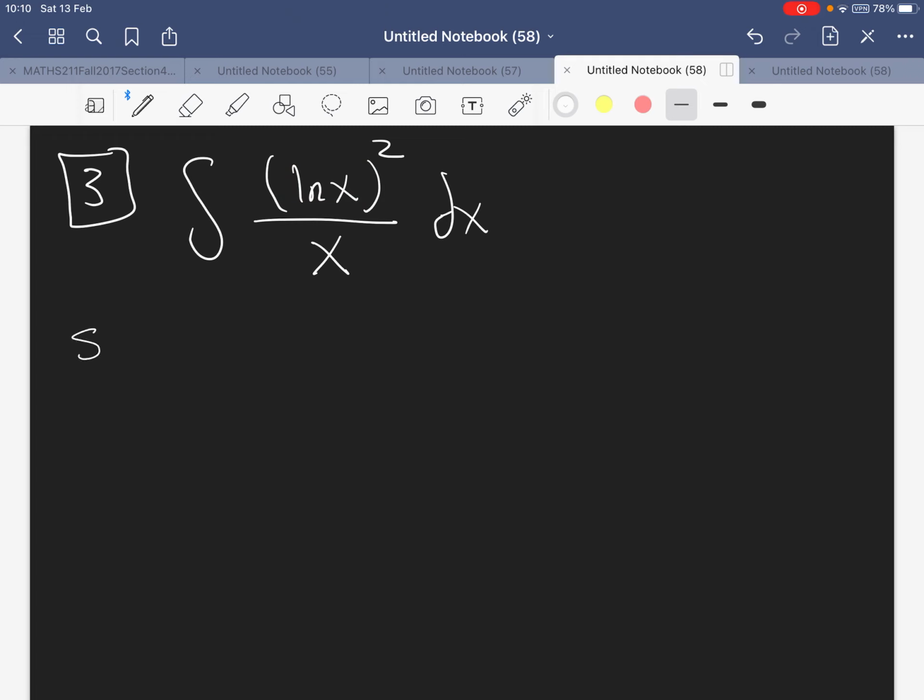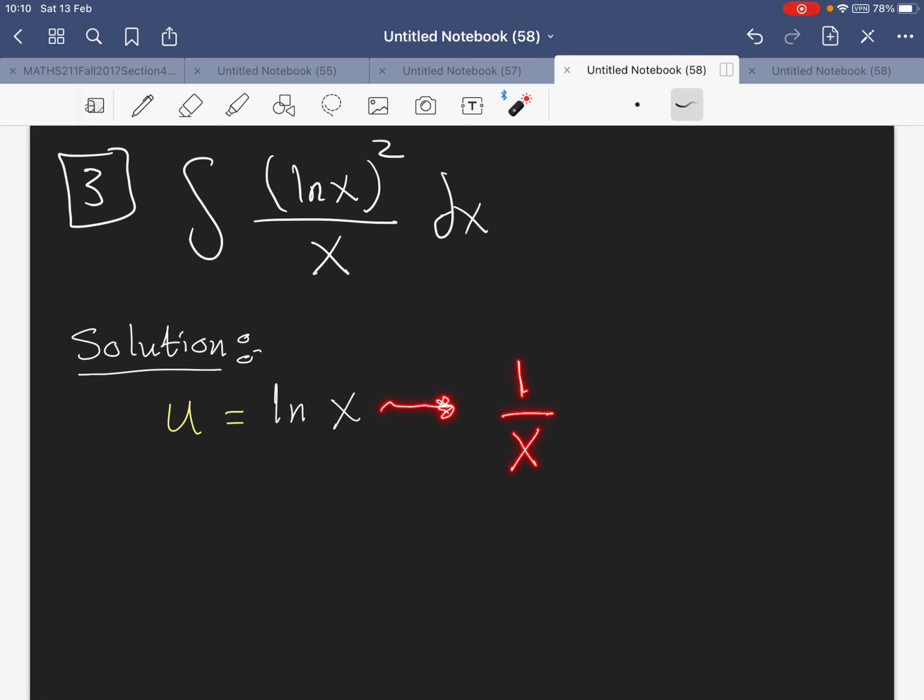Now, how can I at least make sure that this will work fine in this example? By finding the derivative. So I will just take u to be ln x. Now ask yourself, what is the derivative of ln x? It is 1 over x. Do we see 1 over x in the integral? Yes, we see it, because this is 1 in the top, we don't write it, and this is over x.